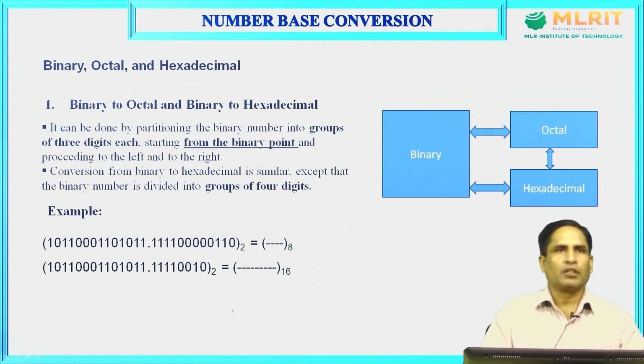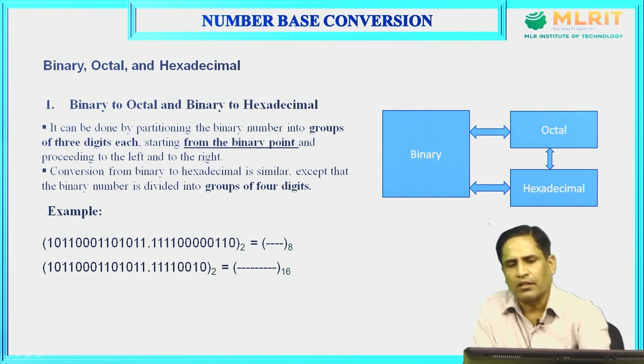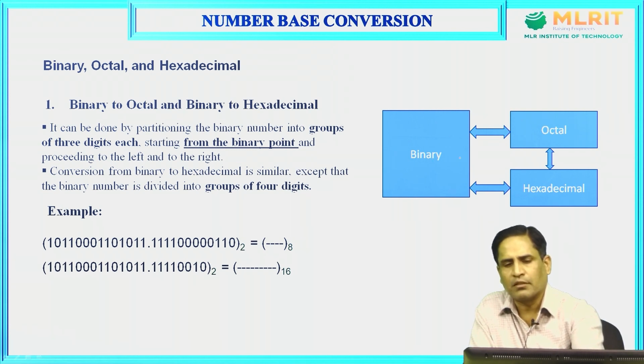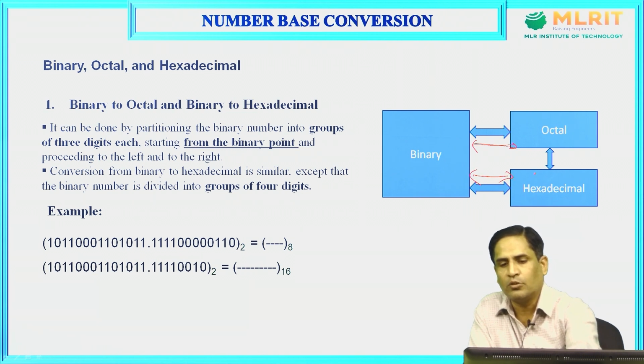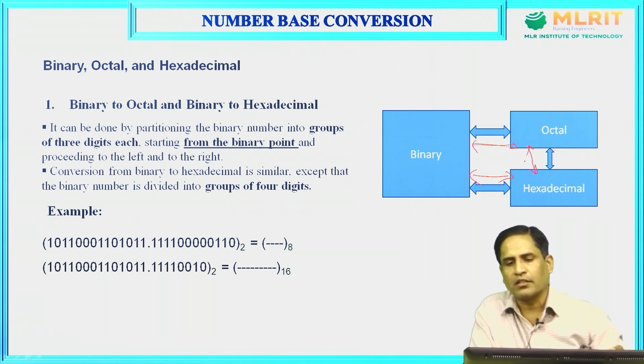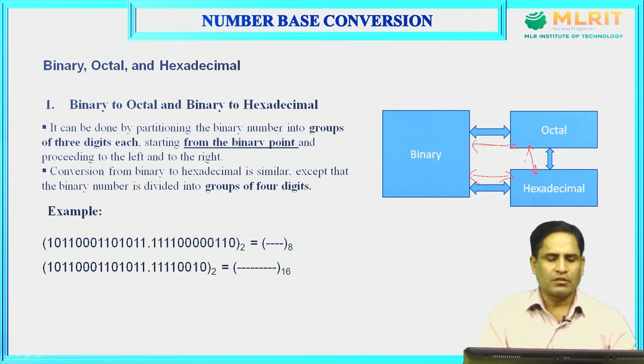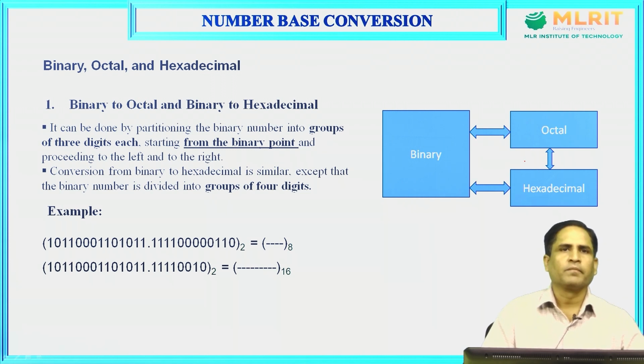Next one is we are going to convert binary, octal and hexadecimal in this particular manner. Suppose a number is given as binary, we can convert into octal, or again octal to binary, and similarly binary to hexadecimal and hexadecimal to binary, and also octal number to hexadecimal and hexadecimal to octal. This is the thing we can convert.